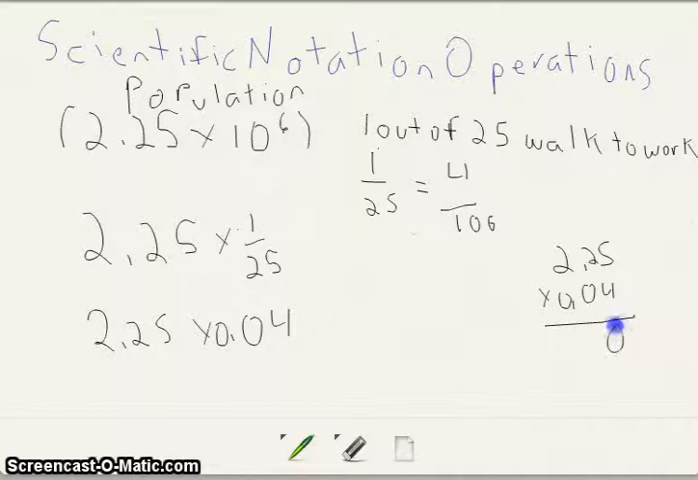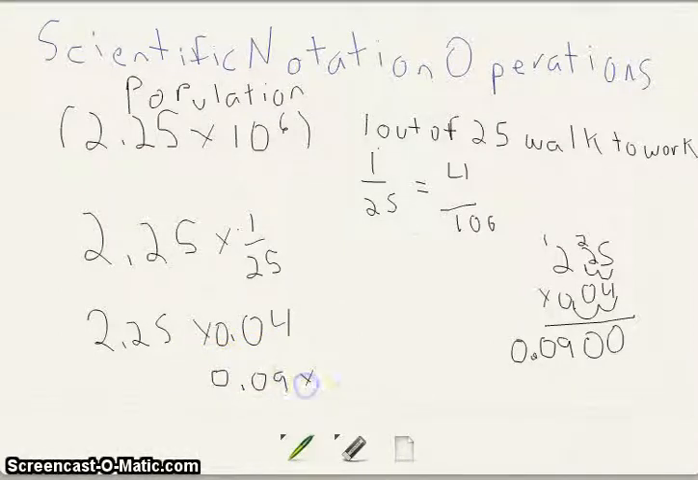So 4 times 5 is 20, carry the 2. 4 times 2 is 8, plus 2 is 10. Carry 1. 4 times 2 is 8, plus 1 is 9. Now I've got 1, 2, 3, 4 digits behind the decimal, so I need 4 in my answer. So I'm going to have to add another 0 to get an answer of 9/100. So now I put that back into my original scientific notation. So I have 9/100 times 10 to the 6th people walk to work.